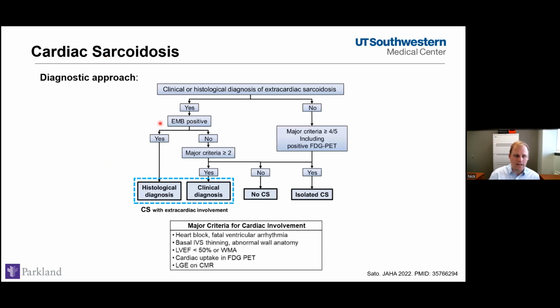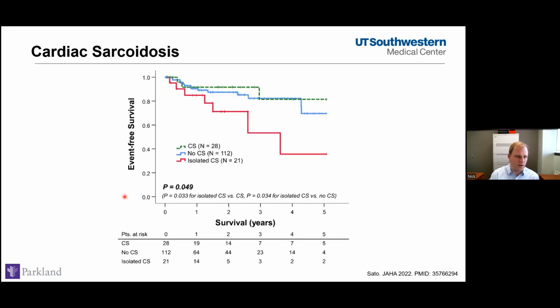If you look at a diagnostic approach, certainly there is a non-invasive pathway, including several major criteria here, as outlined by the Japanese criteria. But ultimately, most providers, really including myself, prefer to have some sort of tissue that confirms the disease process before you implement high-dose therapy.